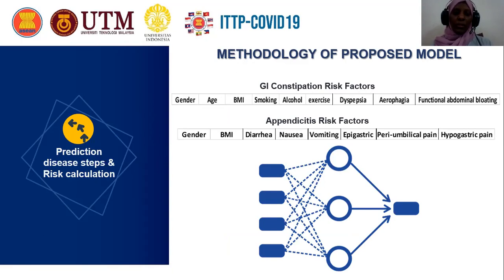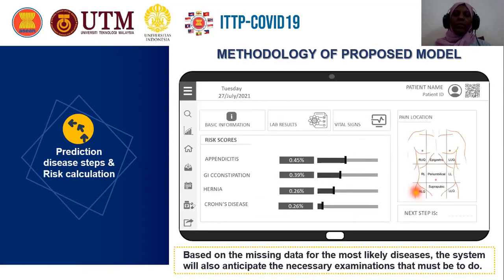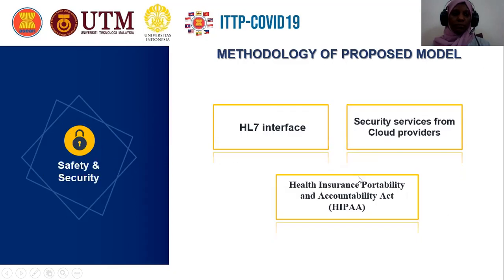The method here will be based on gathering data from previous patients with these diseases, and then this data will be sent to an unsupervised machine learning algorithm, which will calculate the weightage for each factor. Then the system uses the patient's data to calculate the risk score of each possible disease. Based on the missing data for the most likely disease, the system will also anticipate the necessary examinations that must be done. So the system can predict the next steps.